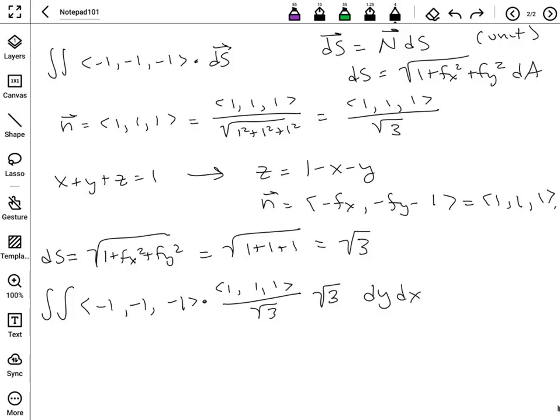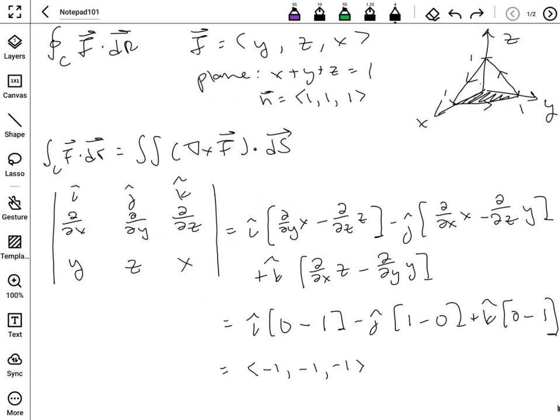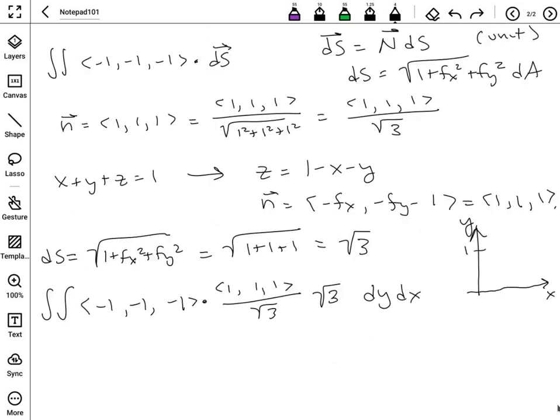And to figure out those bounds, I just think about that drawing I had of my plane. That shadow is enclosed by this line that goes from y equals 1, x equals 0 to x equals 1, y equals 0. So I want to be integrating over this area right here.